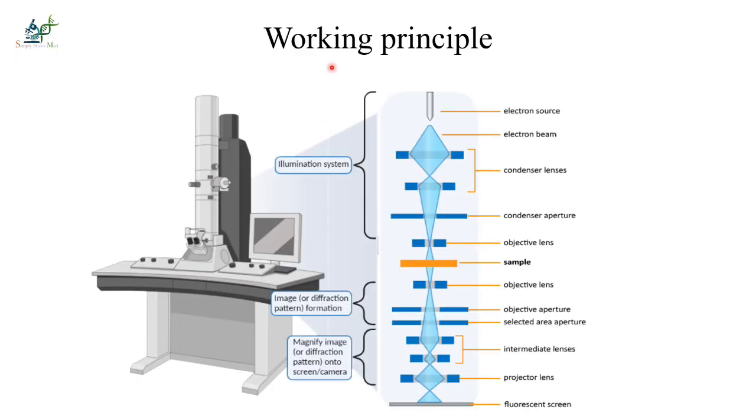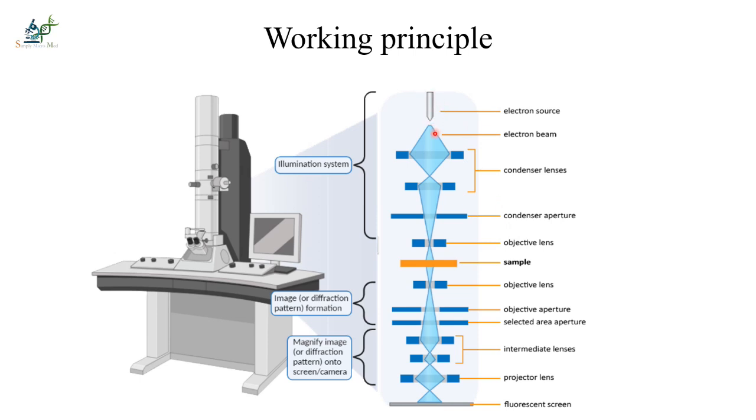The working principle of the transmission electron microscope: this is the tube of the transmission electron microscope. This tube is in vacuum, that means there is no air present inside this tube. This tube is again divided into the illumination system, the image formation area, and the image magnifying area. So this is the electron source, from which electrons will be produced.